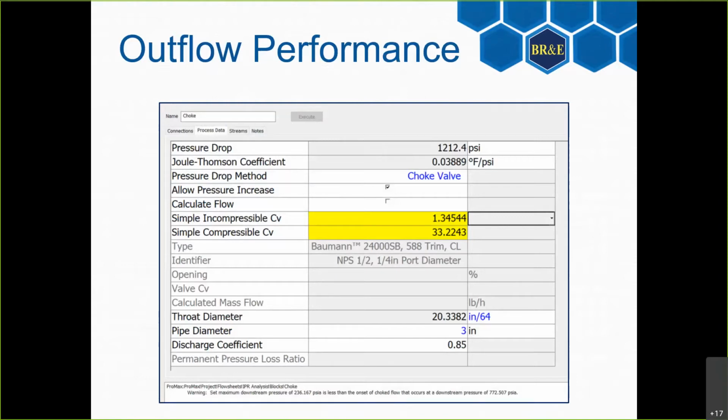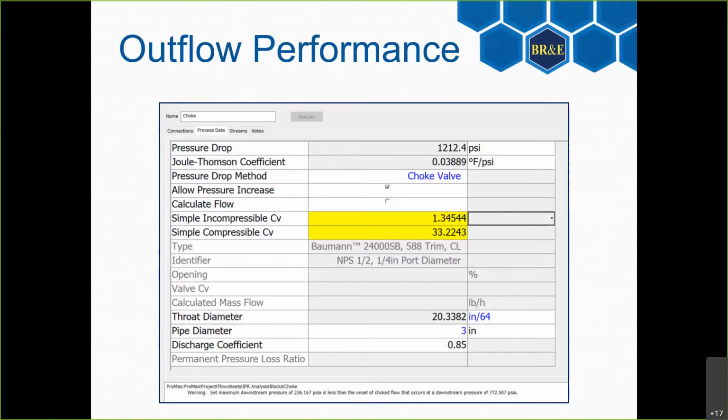In this case, the flow rate is actually being set for us, right? Because in our ProMax stream, we have a set flow rate. And so what we're calculating here is the throat diameter, the diameter of that valve that needs to be set to get choked flow under that flow rate condition. And then you'll see at the bottom in the warning, it actually even tells us that our set downstream pressure is below the choke pressure. So that actually is how we want it to run.